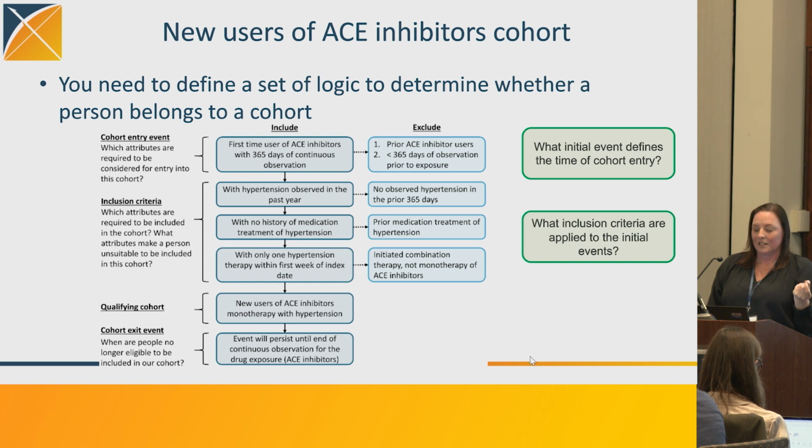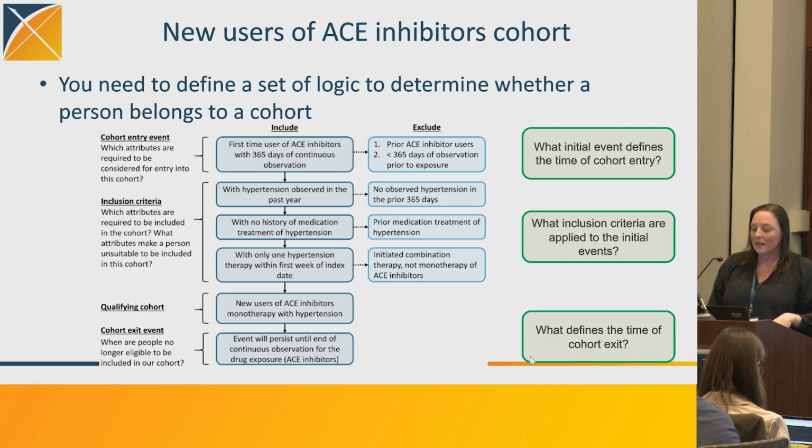Apply some inclusion criteria to that. Well, we want people to be exposed to an ACE inhibitor, but we also want them to have a diagnosis of hypertension in the past year. So there are other inclusion and exclusion criteria there. And then we want to define the cohort exit time, okay? All of that needs to be defined in an algorithm.